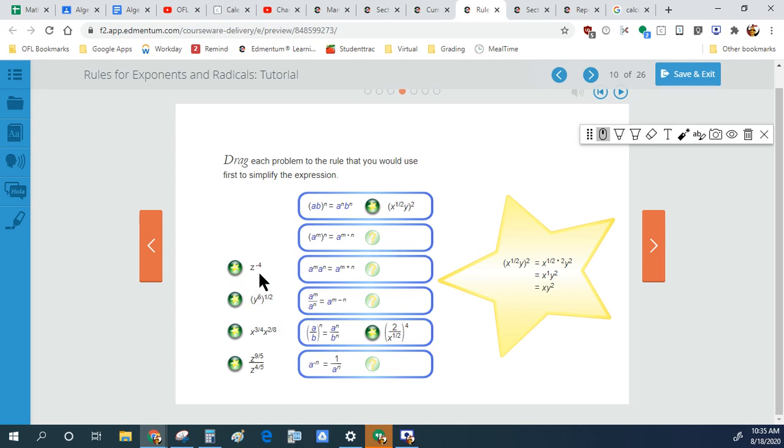Next one, we have a negative. Negative means it goes towards the bottom. That's going to go with this one. This one is the one I was confused with before, but this makes sense. There's only one variable in here. So I'm going to go in here.